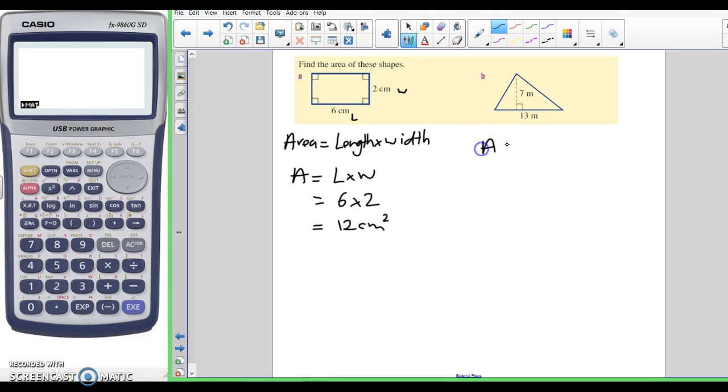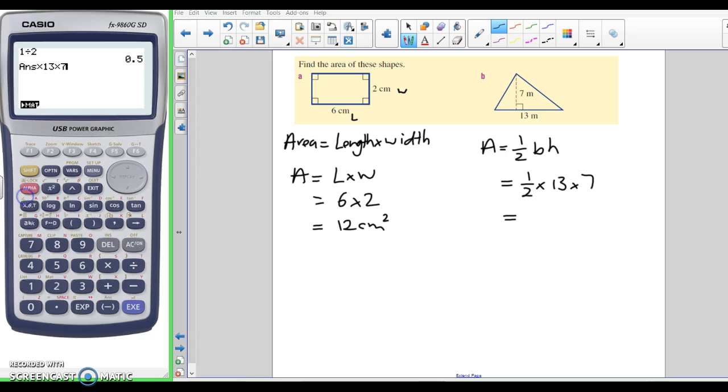Now this one, the triangle. The formula for the triangle, if we look back at the previous one, was half the base times the height. So we've got half times base, which is 13 in this case, times 7. And we'll get an answer, so I'll put this one in. We'll do half times 13 times 7, which will give me an answer of 45.5 meters squared. So very simple, you just substitute the values in for what is missing currently.